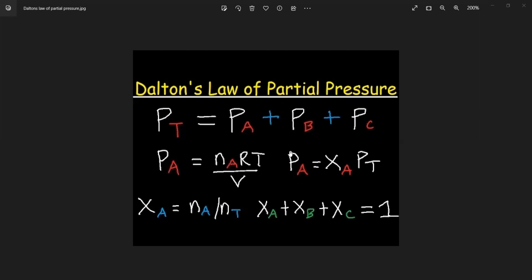There is also another formula for calculating the partial pressure of an individual gas. You can also say it is equal to the mole fraction of A times the total pressure. And the mole fraction is the same as what we discussed previously, which says that the mole fraction is the number of moles of A divided by the total number of moles of all the individual gases. Also, the summation of the mole fractions of all the gases is always equal to unity.